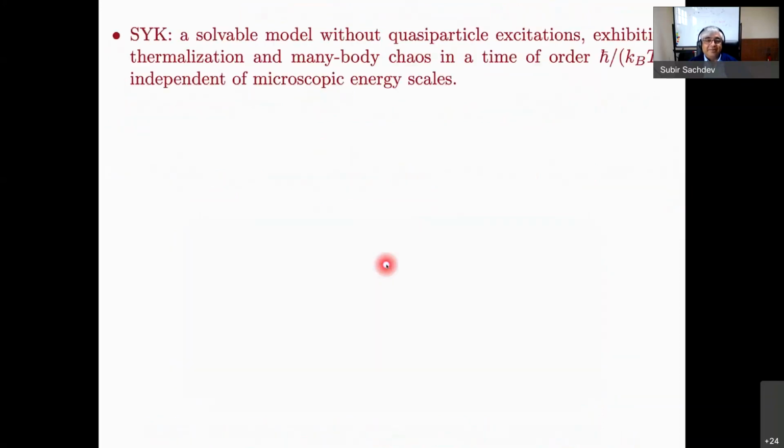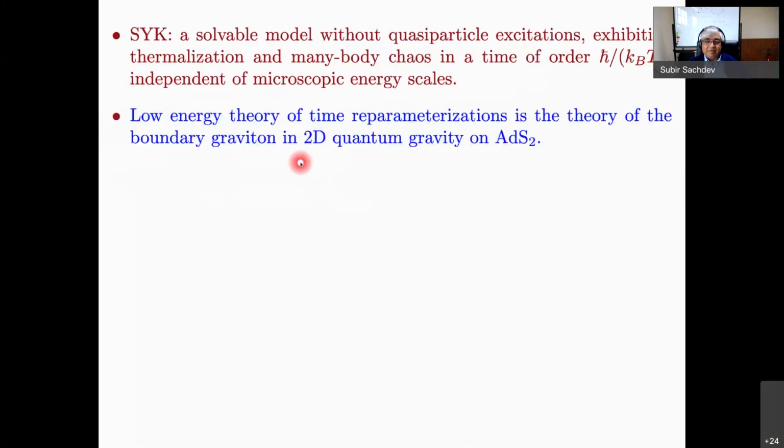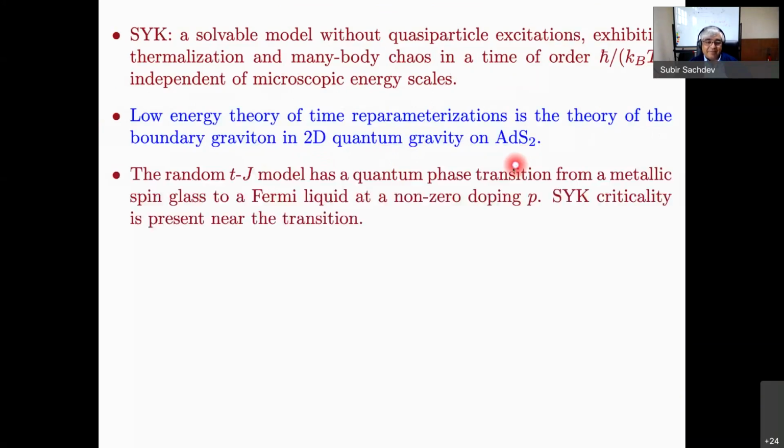All right, so let me conclude then. The SYK model is a solvable model without quasi-particle excitation, exhibiting thermalization of many-body chaos in a time of order ħ over kT. The low-energy theory of time reparameterization is the theory of the boundary graviton of 2D gravity on AdS2. I sketched how that happens, but didn't give you any details. Then we looked at a more realistic model, the random t-J model, which has a quantum phase transition from a metallic spin glass to a Fermi liquid with some doping, just like the experiments. And near the critical point, at least in this model, the physics is very closely related to the SYK model.